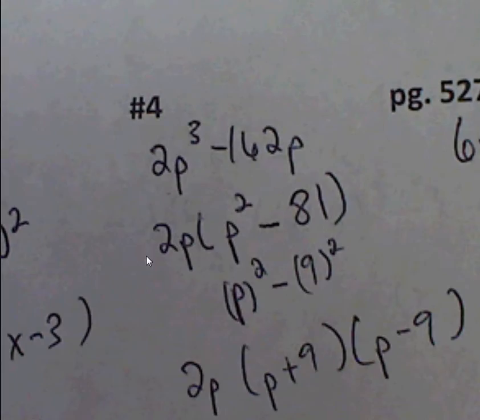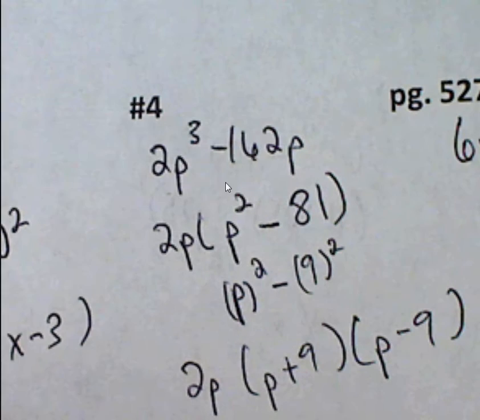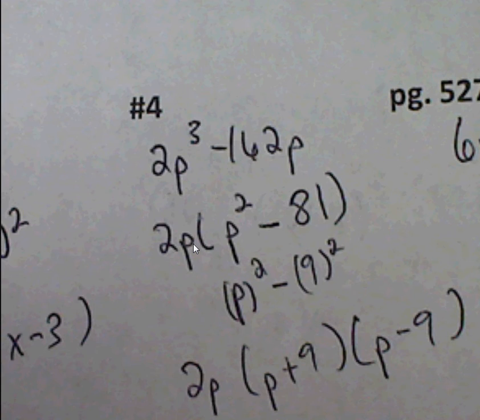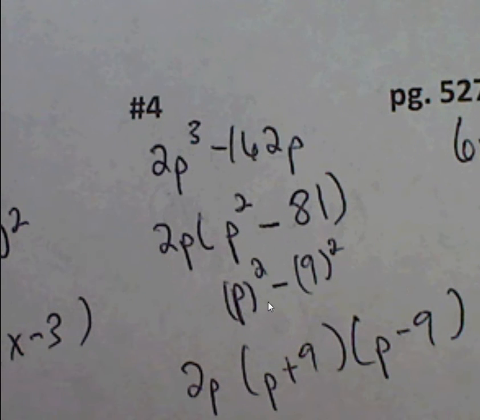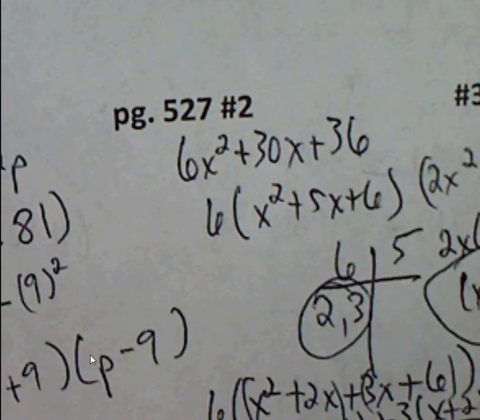Number 4, same thing. We were given a binomial. They want us to factor this. We can notice that we can divide by 2 and take a p out. This is a difference of squares, which is p squared minus 9 squared. So the 2p stays out. This would be p plus 9 and p minus 9.